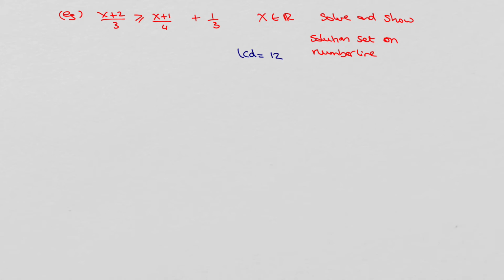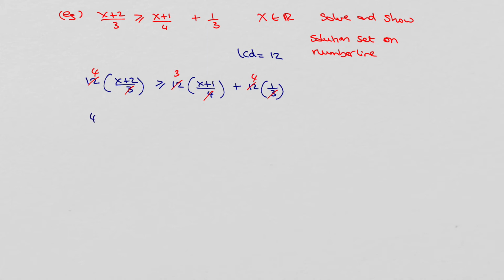So if I take the first term, I must multiply it by 12 to eliminate the denominator 3. I must multiply x plus 1 over 4 by 12, and I must multiply 12 by a third. In other words, I'm multiplying the left and the right-hand side, every term, by 12, and that allows me to get rid of these denominators. 3 goes into 12 4 times, 4 goes into 12 3 times, and 3 goes into 12 4 times.